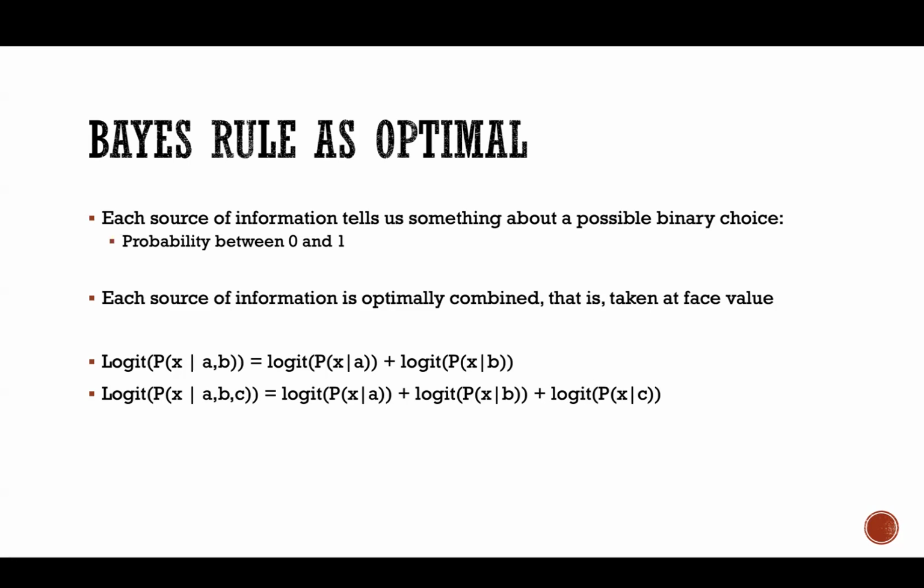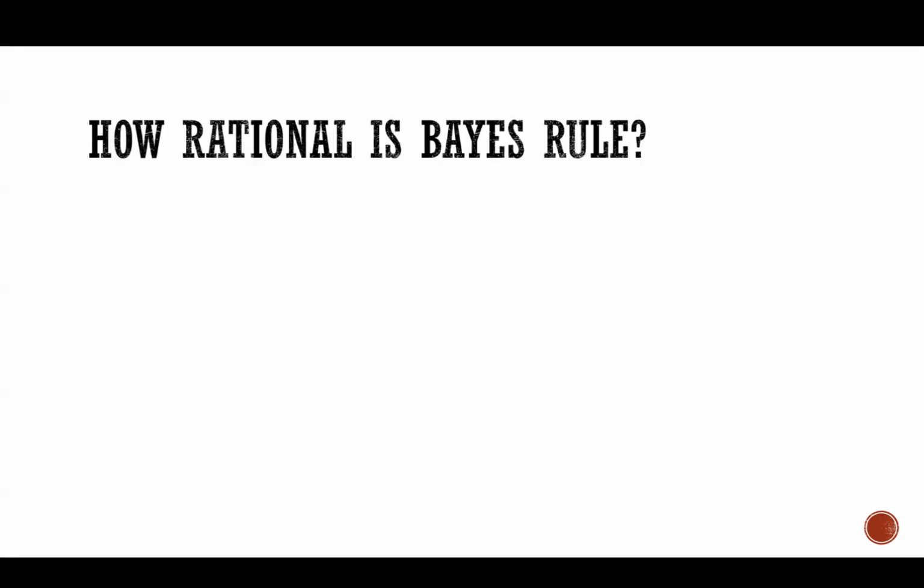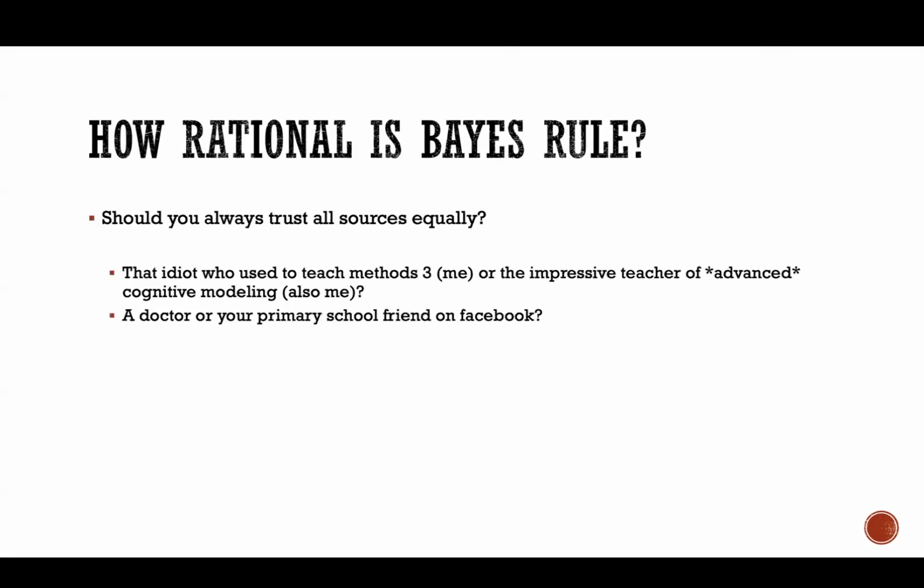Okay, I think what we have is that each source of information in the simple Bayes is optimally combined, that is, taken at face value. And that's where we want to start breaking it now. How rational is really Bayes' rule, given the ecology of information in which we live? Should you always trust all sources equally?